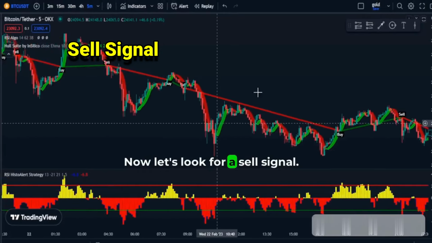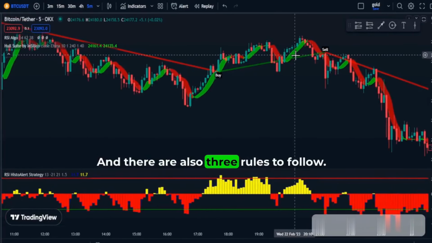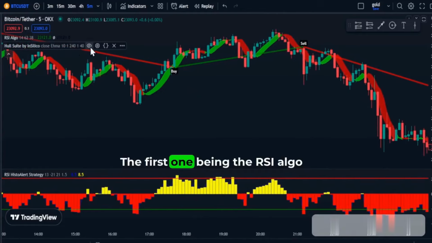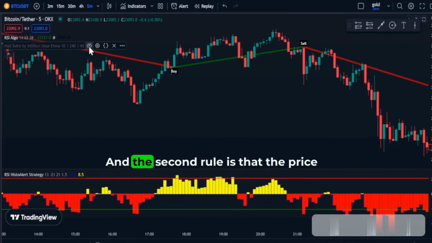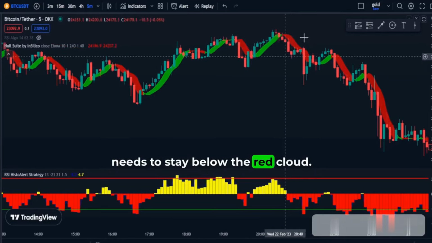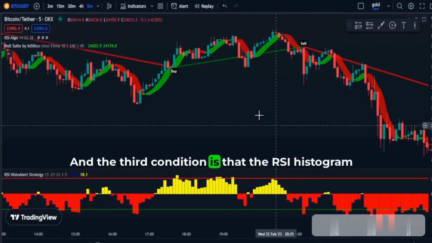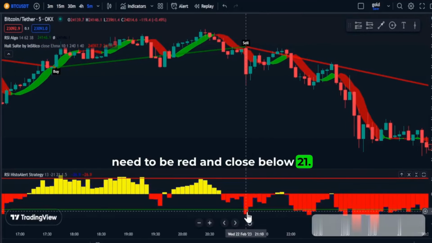Now, let's look for a sell signal. For sell, it's the inverse of buy, and there are also 3 rules to follow. The first one being the RSI algo needs to show a sell signal, and the second rule is that the price needs to stay below the red cloud. And the third condition is that the RSI histogram needs to be red and close below 21.